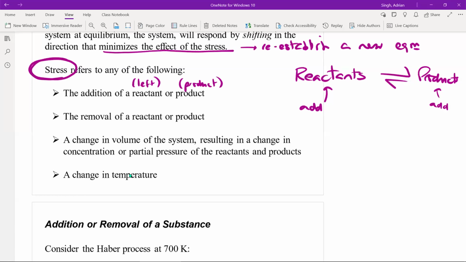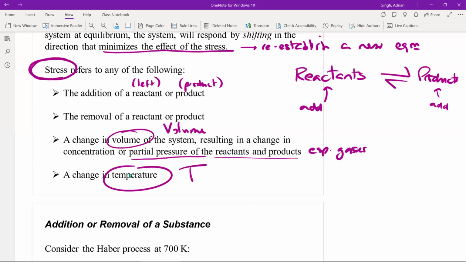We can also change the volume of the system. Okay, we may change the container from a large container to a small container, or from a small container to a large container. And that will then change, especially in terms of gases, the concentration or the partial pressure of the reactants and products, because gases are the physical states that are most affected by changes in volume. And then finally, we can change the temperature, right? How will that affect the equilibrium? How will it shift in response to such a stress?